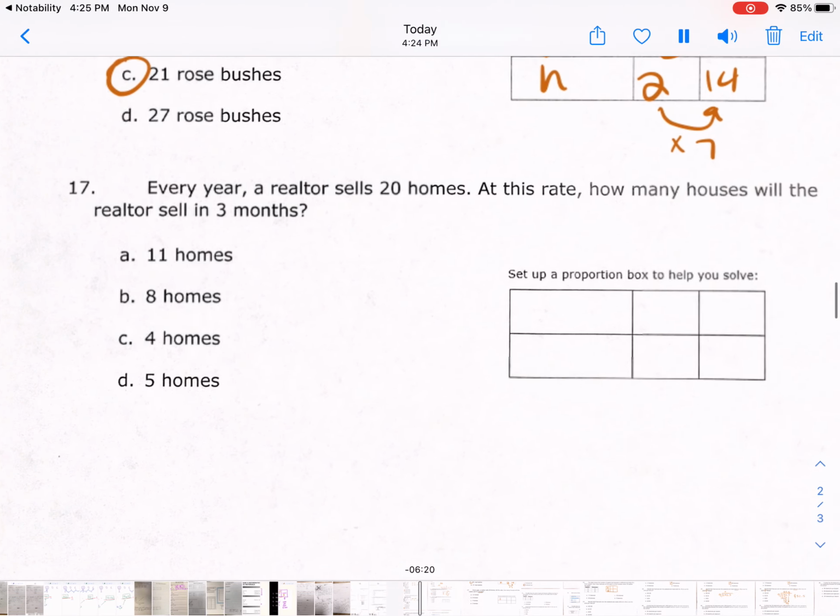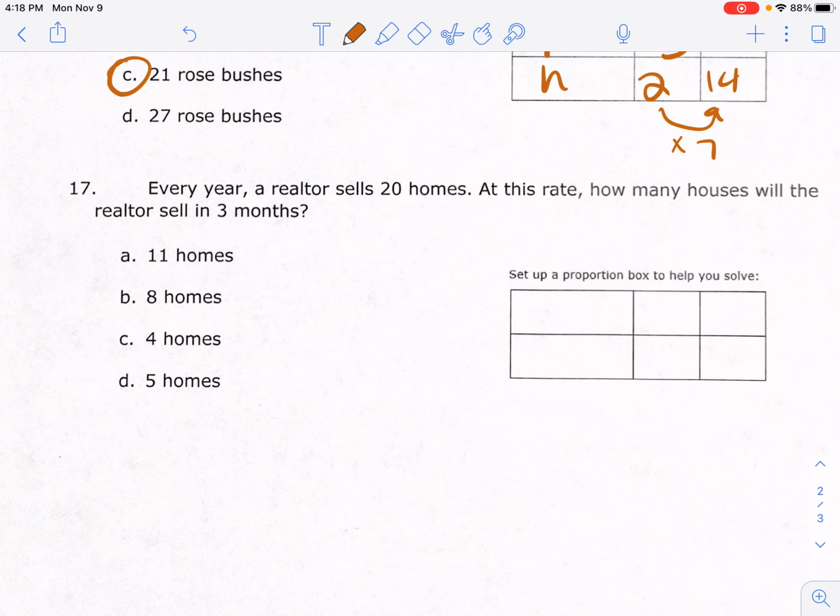Number 17, every year a realtor sells 20 homes. At this rate, how many houses will the realtor sell in 3 months? So here we could be talking about homes in year or homes in months. I'm going to go with months because that's what my question's asking. So if I'm talking about homes in months, I know they can sell 20 homes in a year, and I know that a year is 12 months.